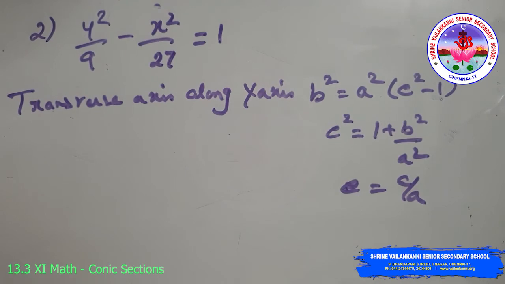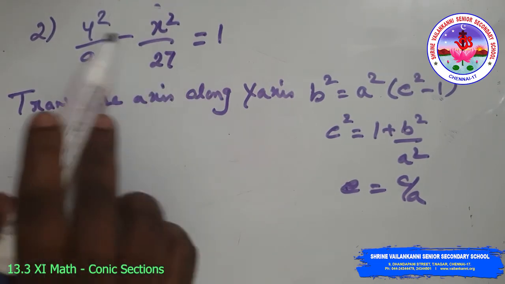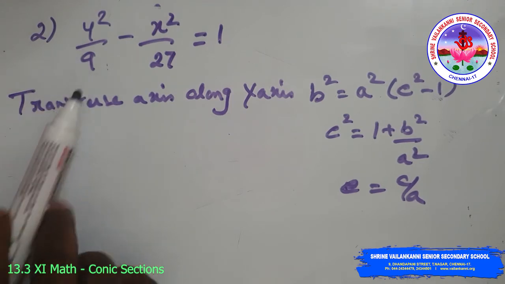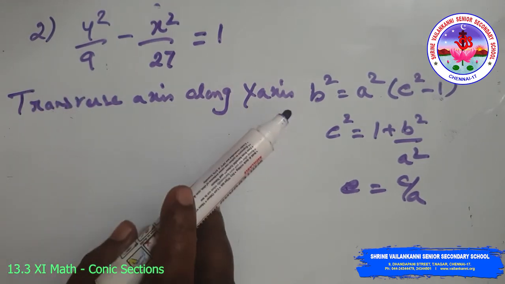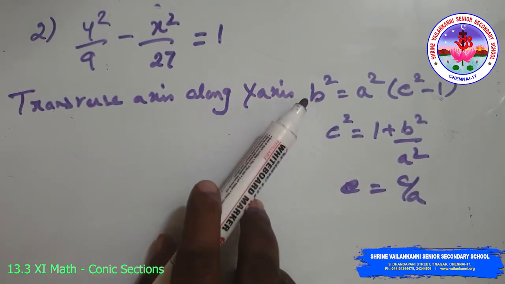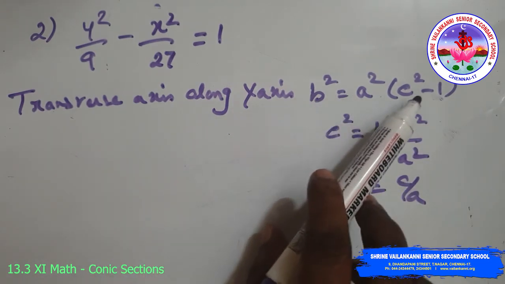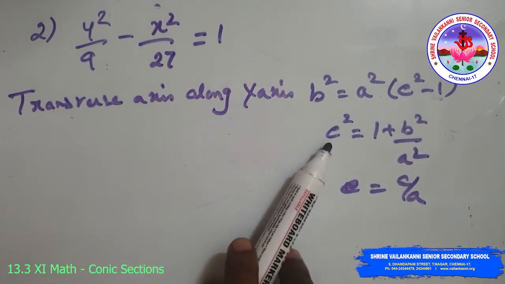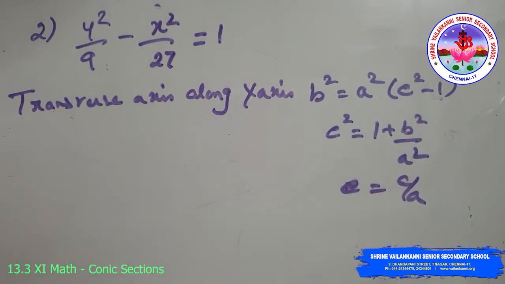Second question, y square by 9 minus x square by 27, which is equal to 1. Here the equation is y square by a square. So transverse axis is along y axis. You can find e using the formula c by a, or using formula b square equal to a square into e square minus 1, so that e square equal to 1 plus b square by a square.